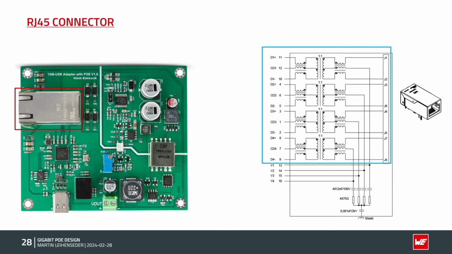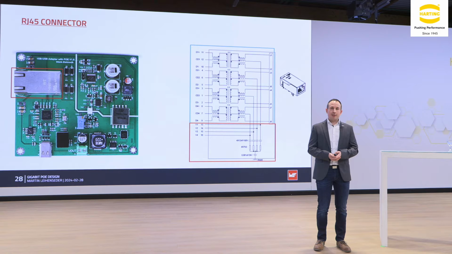Also, there are common mode chokes inside. In this case, we have common mode chokes primary and secondary. This is for reducing common mode noise coming from the cable or coming from the chip. So, and then we have here, this is the power path. So while the signals go over the transformer, the power, or the current, takes another way and goes to the DC-DC converter.